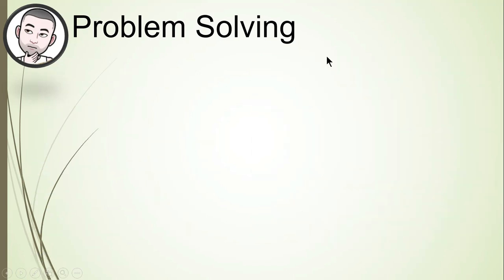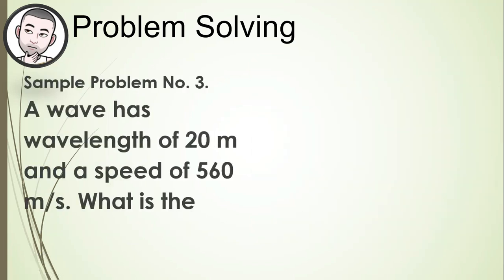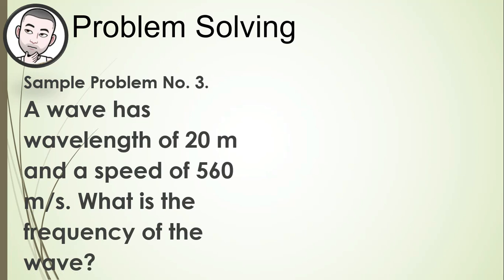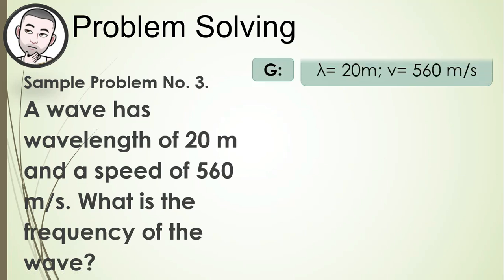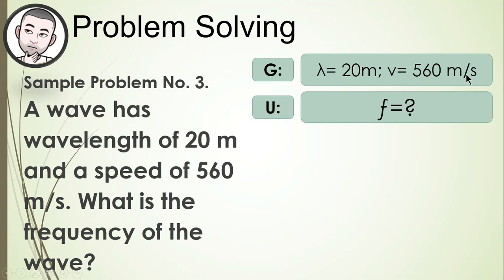Let us now proceed with sample problem number 3. A wave has a wavelength of 20 meters and a speed of 560 meters per second. What is the frequency of the wave? Let us now identify the given in the problem. The given are wavelength, 20 meters, and speed or velocity, 560 meters per second. So what is now the unknown in the problem? The unknown in the problem is frequency. Again, it is mentioned in the problem. What is the frequency of the wave?